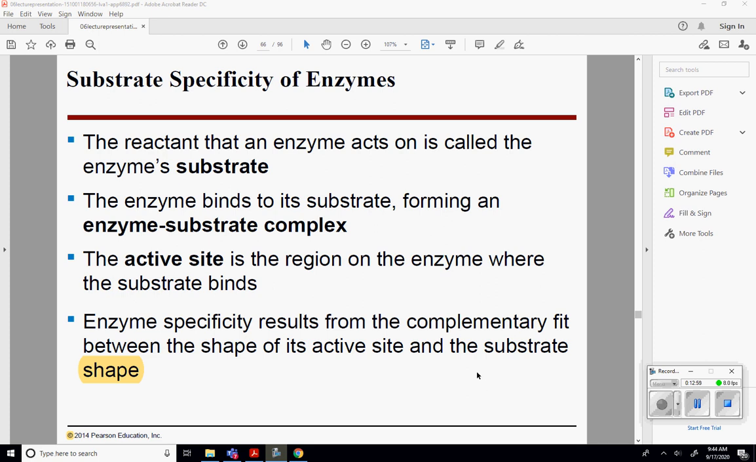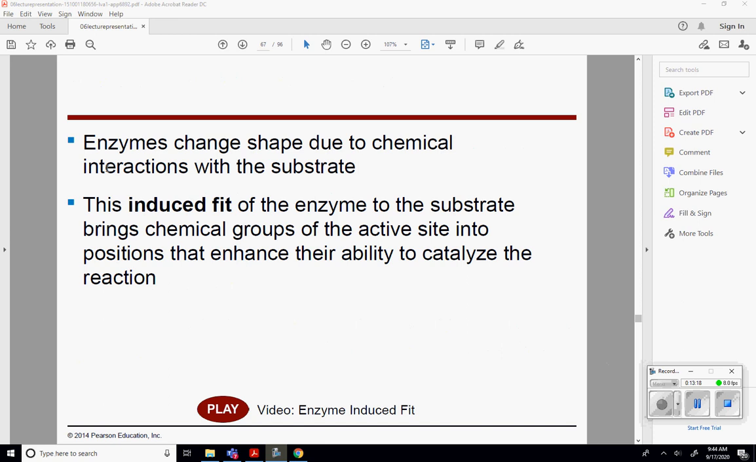So that's why we name enzymes the way that we do. We name the prefix after what the substrate is, and the suffix is ase because it's the protein for that specific substrate. So they're very specific and don't work with other things. Enzymes change shape due to chemical interactions with substrate. There's other ways that we can make them change shape, and when they get bent out of place or denatured, then they can't work the way that they need to, because what was supposed to fit in there doesn't fit in there like it's supposed to anymore.